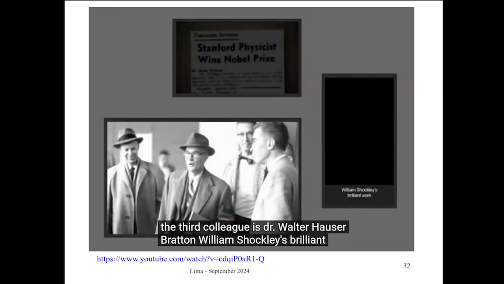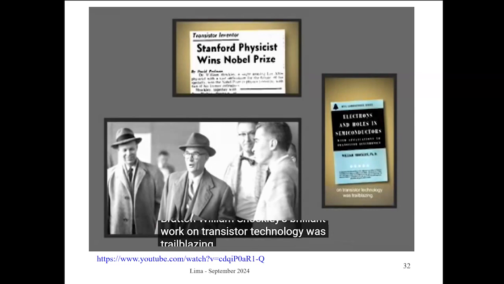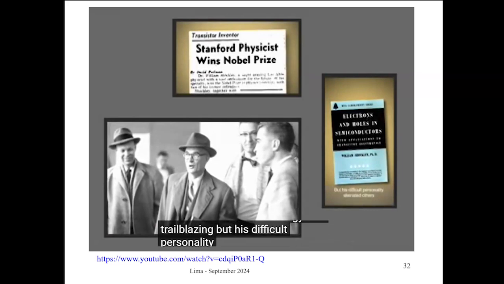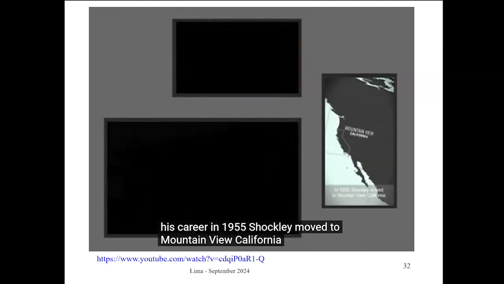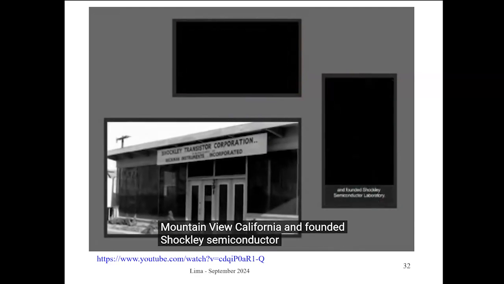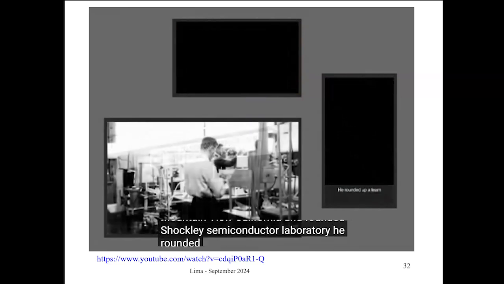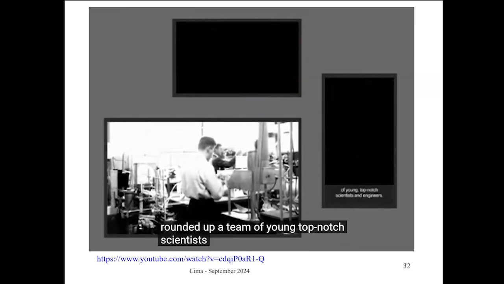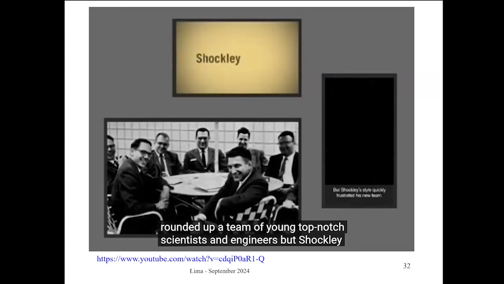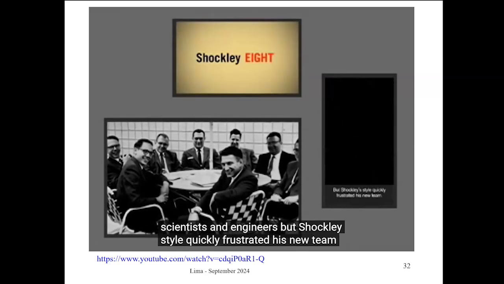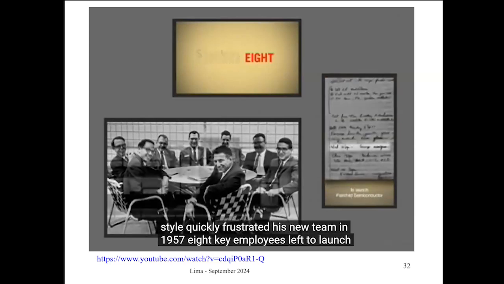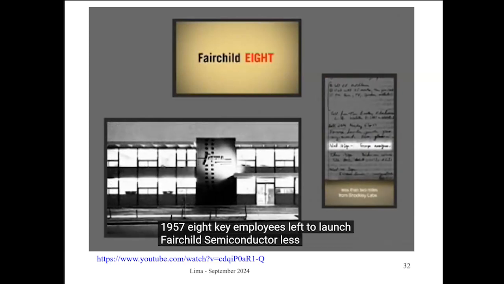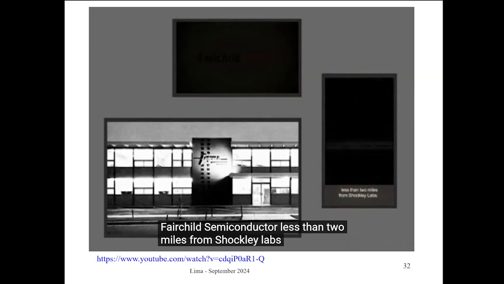William Shockley's brilliant work on transistor technology was trailblazing, but his difficult personality alienated others throughout his career. In 1955, Shockley moved to Mountain View, California, and founded Shockley Semiconductor Laboratory. He rounded up a team of young, top-notch scientists and engineers, but Shockley's style quickly frustrated his new team. In 1957, 8 key employees left to launch Fairchild Semiconductor, less than 2 miles from Shockley Labs.